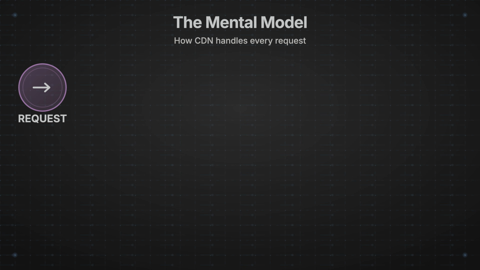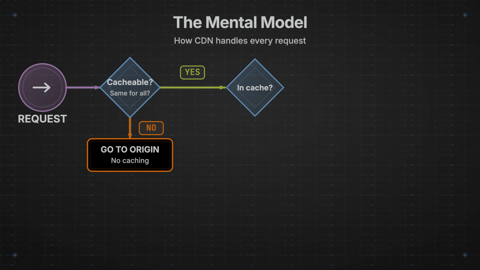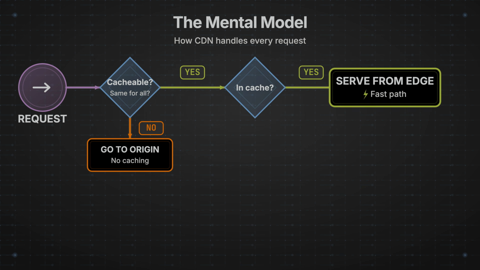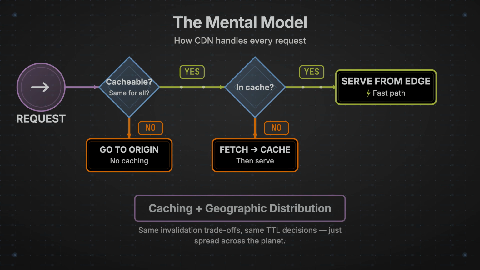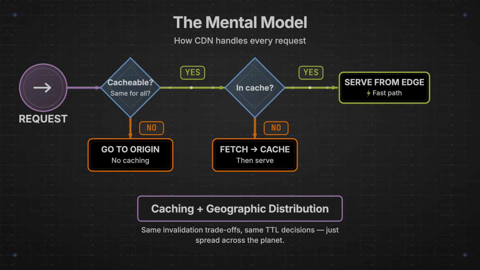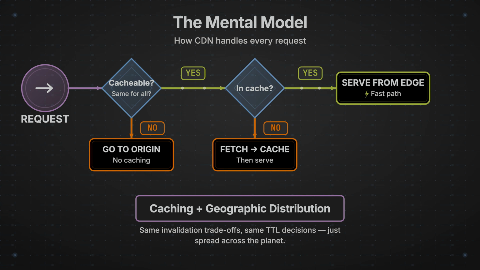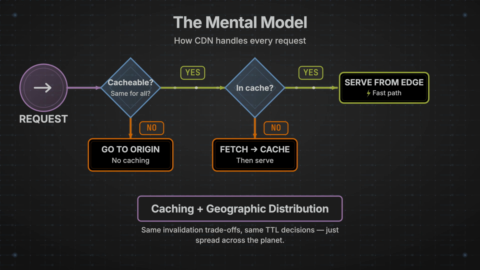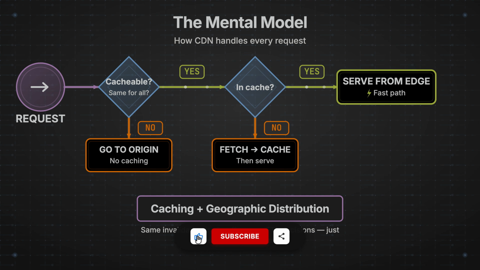To recap, this is how a CDN works. Request comes in. First gate, is this content cacheable? Same for everyone or at least for a group. Second gate, is it already in the edge cache? If yes, fast path. If no, fetch from origin, cache it, serve it. And that's it. A CDN is caching, distributed globally. Same invalidation trade-offs, same TTL decisions, just spread across the planet. CDNs turn a distance problem into an infrastructure solution. Know what to cache, configure your headers correctly, and have a plan for when you need to invalidate.